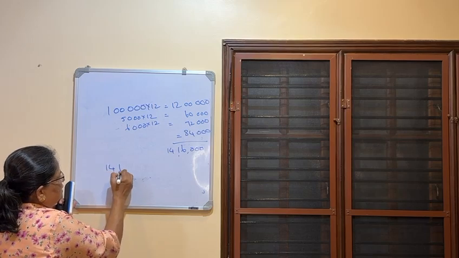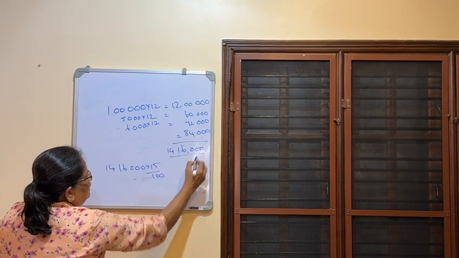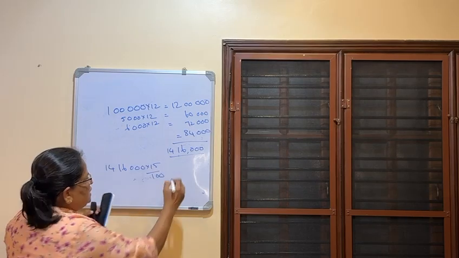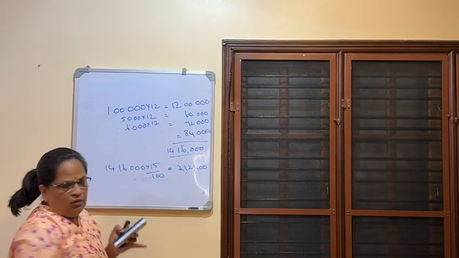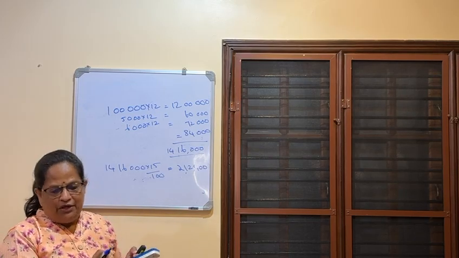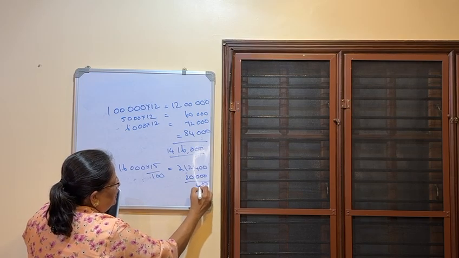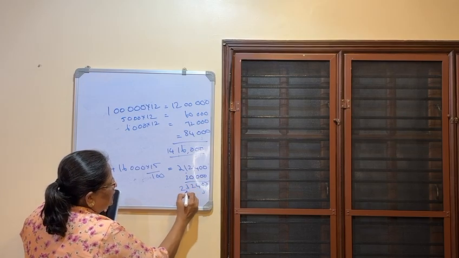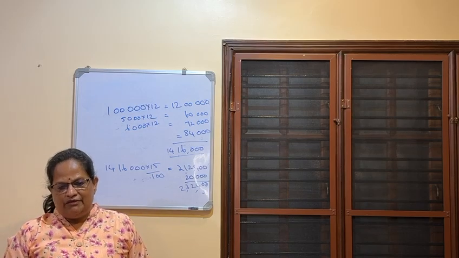So 14 lakhs 16,000 into 15 by 100. So the value is 2 lakhs 12,400. Now it's a furnished accommodation. So 2 lakhs into 10 by 100 you have to add. So the value is 2 lakhs 32,400. This is the value of furnished RFA.